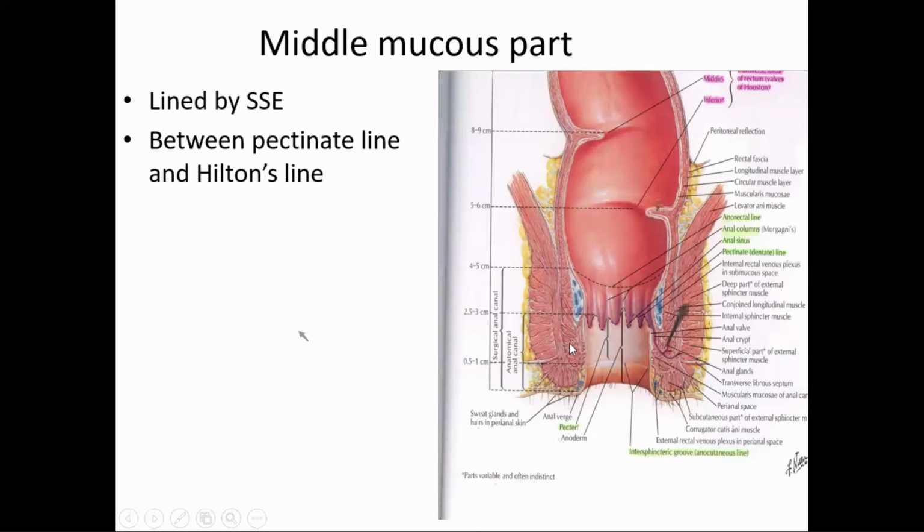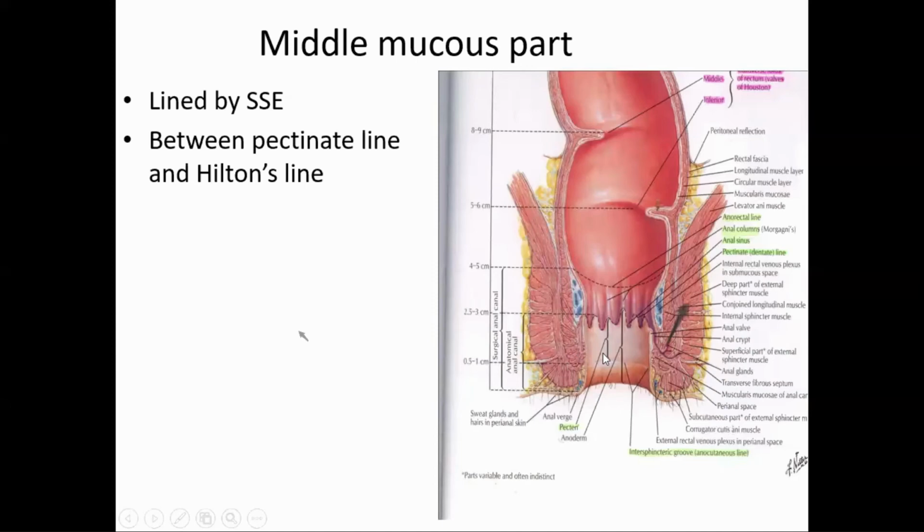The internal anal sphincter is an involuntary muscle, whereas the external anal sphincter is a voluntary muscle. The internal anal sphincter is supplied by the autonomic nervous system, and the external anal sphincter is supplied by somatic nerves, that is the inferior rectal nerve and the perineal branch of the fourth sacral nerve.